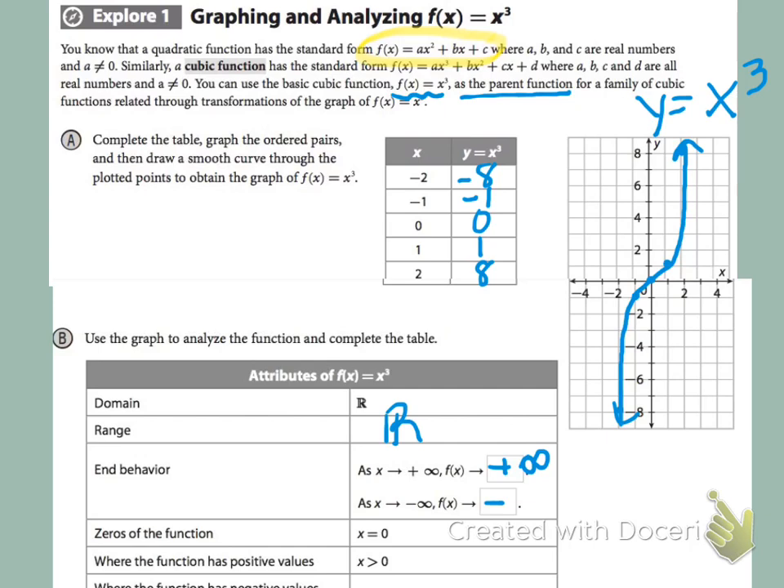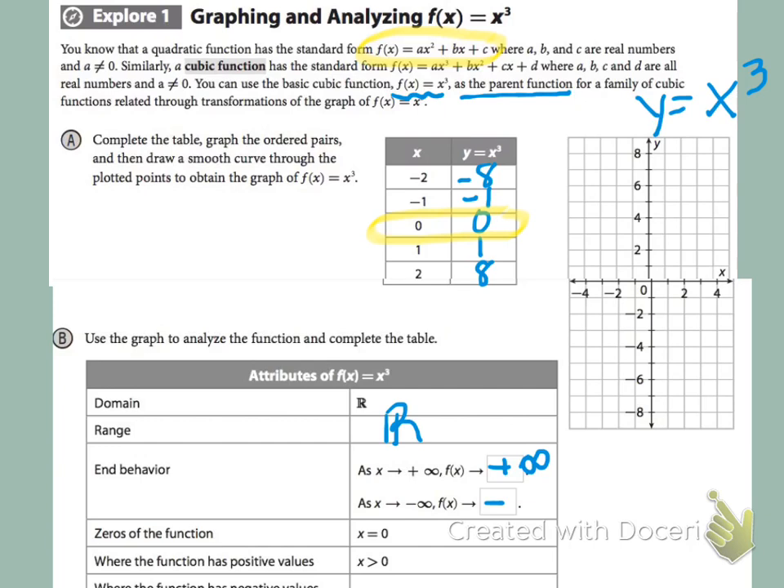So what I did here is I completed a table for some values for the parent function x cubed. Actually, I'm going to erase the graph and I'll redo this here. So the parent function, remember, always passes through the origin. We knew that from our quadratic when it was set at 0, 0 with its vertex.